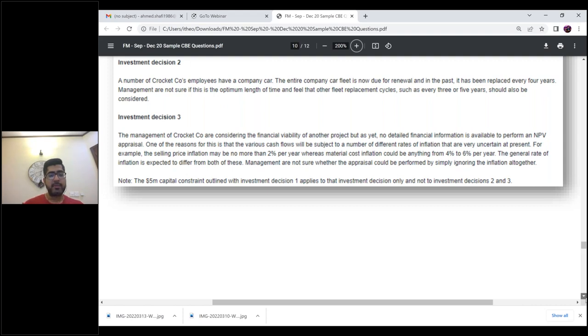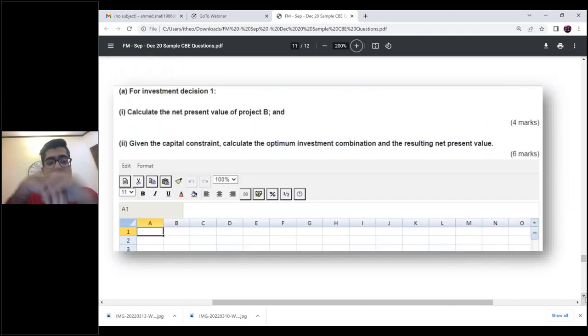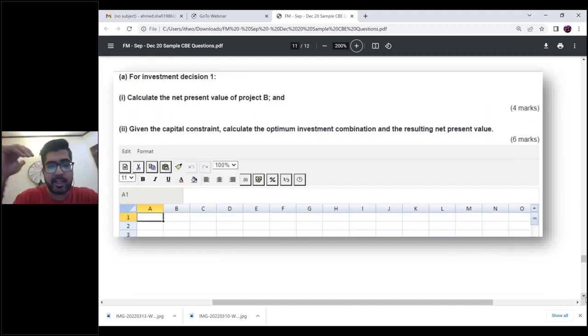Now, what happens with the requirements? Requirement A, for investment decision one, only focus on investment decision one. Calculate the net present value of project B. We have to calculate the net present value of project B, 4 marks. And given the capital constraint, calculate the optimum investment combination and resulting NPV.